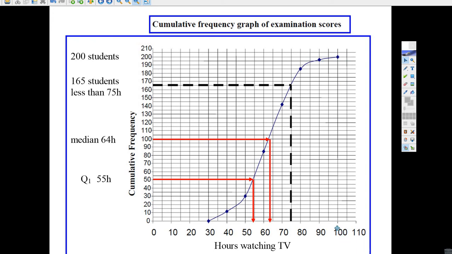And right at the top, watching 100 hours of TV, those people that watch between 90 and 100, not too many of them, it looks like 5 of them, or 4 of them watch it, that's 200. You add it up as you go along, so that's a total of 200 students that were studied. And I can see that like 12 watch between 30 and 40, and so on.